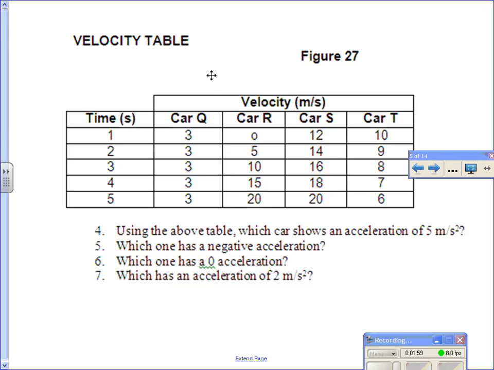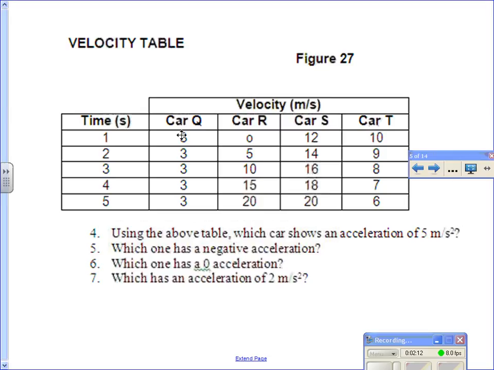So velocity table. Here's the time over here. It goes 1, 2, 3, 4, 5. So this is the time in seconds. So every second we take a mark of the velocity of the car as it comes down. So car Q, is their velocity changing? It's 3, 3, 3, 3, 3. That means it's moving at 3 meters per second all the time. So for this one, it has a 0 acceleration. So that's car Q.